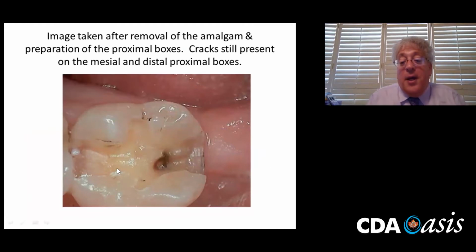Do we go ahead and continue to drill away? Should we put in a bonded composite? Should we put in an inlay-onlay? Well, the decision was made with this particular patient that we would put in a bonded composite and see how the tooth responds, especially since we were concerned about this area here.